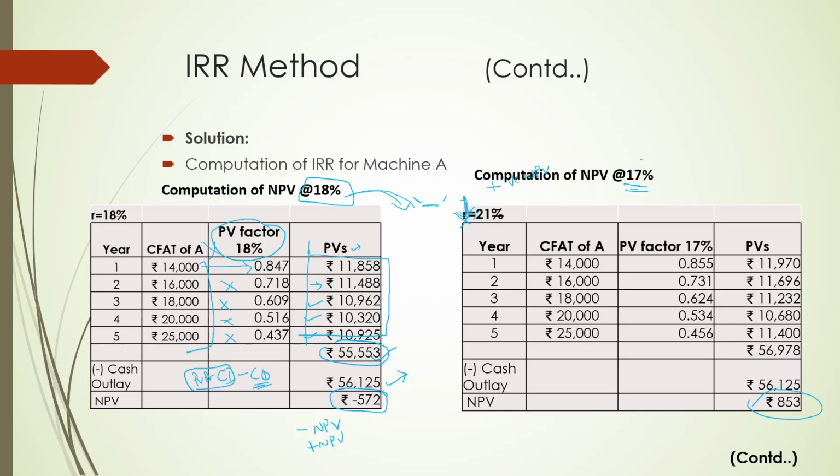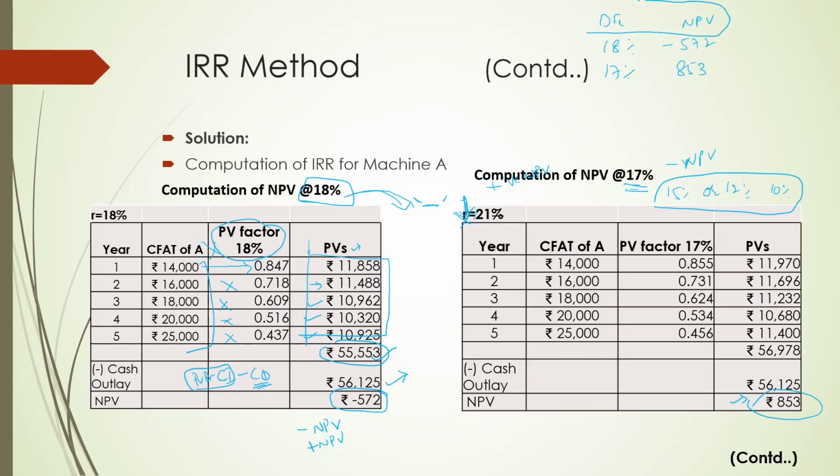If at 17% also you get a negative NPV, then we have to assume either 15% or 12% or 10%, whatever percentage you can assume, but that should give you a positive NPV. Till then, we have to continue this process. That's the reason this method is called the trial and error method. Clear? Now, at 18% the NPV is minus 572, and at 17% it is 853. These are NPVs and these are discount factors.